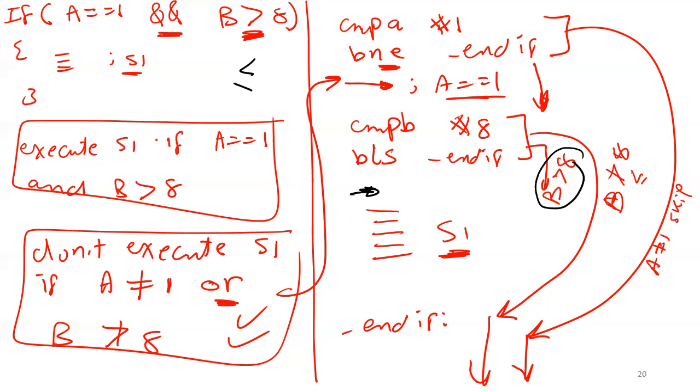So the only way to arrive to here, the two branches should not be taken. And the two branches are not going to be taken if the two conditions are true. Because if the first condition is false, I'm out. If this one is false, I'm out. So if these two branches are not taken, that means the two conditions are true. Is the logic okay? Think about it a little bit, okay?